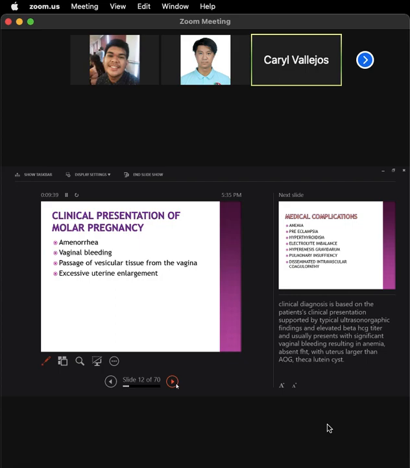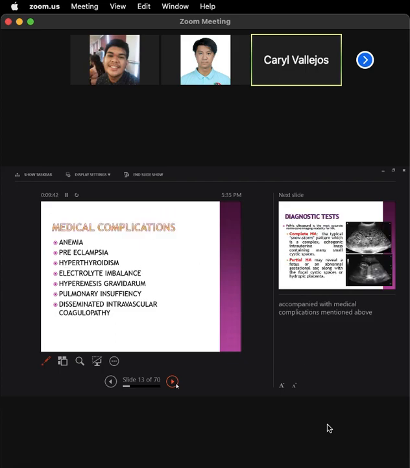So for the medical complications, hydatidiform mole is associated with anemia, preeclampsia, hyperthyroidism, electrolyte imbalance, hyperemesis gravidarum, pulmonary insufficiency, and disseminated intravascular coagulopathy. However, it is rare. Going back again to our index case, the patient's medical complication is anemia, which is due to the vaginal bleeding. For how long, we do not know.